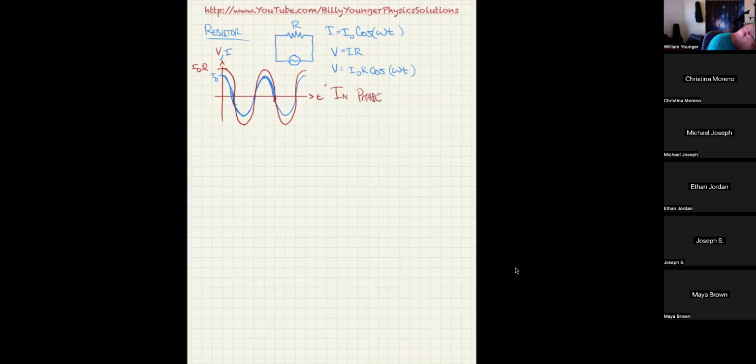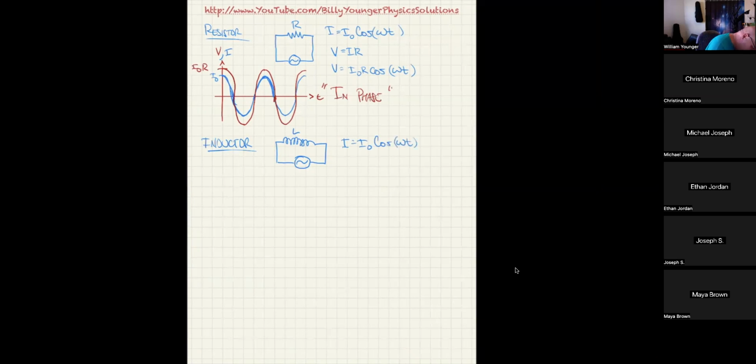Now, what we're going to look at is the inductor. So in the case of the inductor, okay, we still have an AC source, only now the wire is going to carry the current. The wire is going to carry the current, and then come back here. This is an inductance L. Again, I is equal to I0 times cosine omega t.